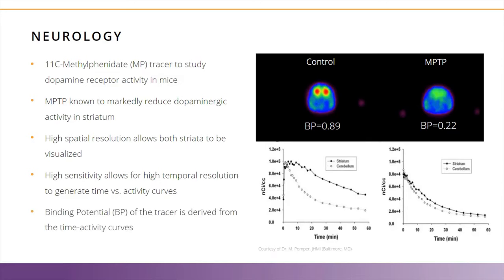From these graphs, the binding potential of the tracer can be determined. The graphs also highlight the ability to differentiate between the various regions of the brain. Here, the striatum and the cerebellum are seen due to the high resolution of these images.